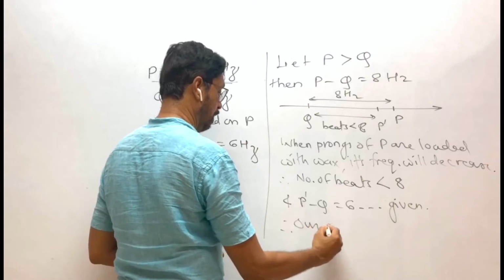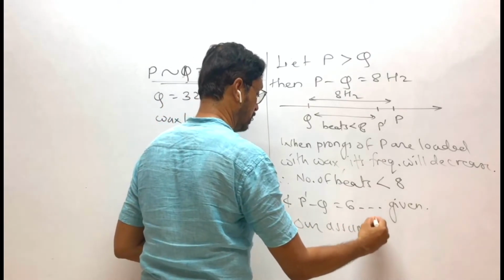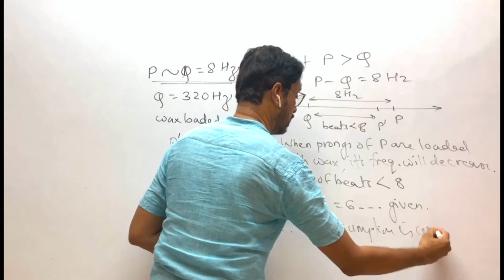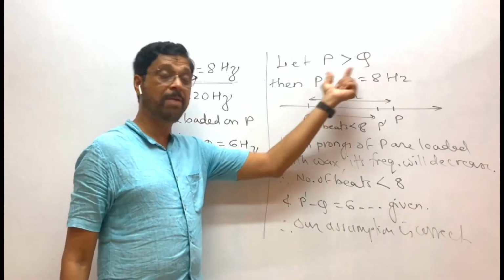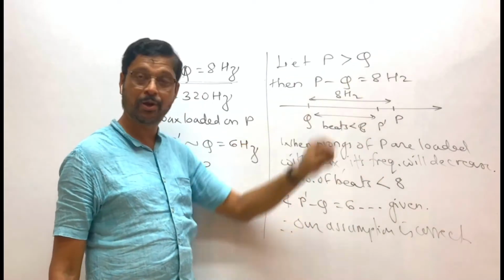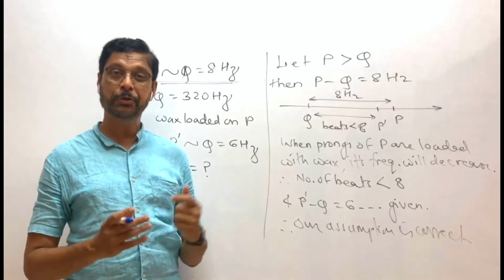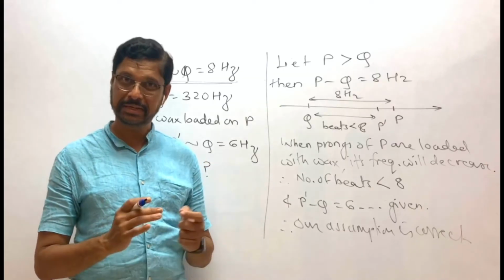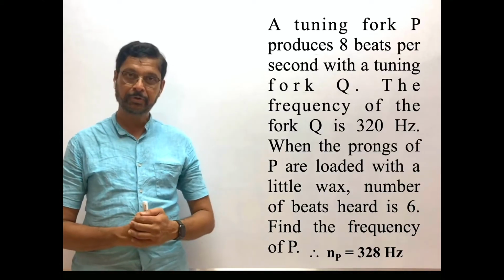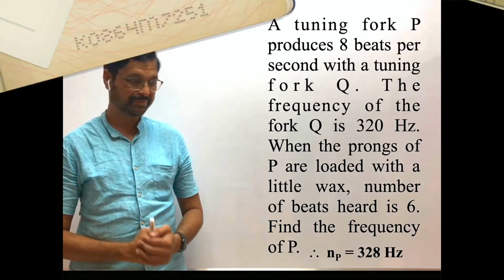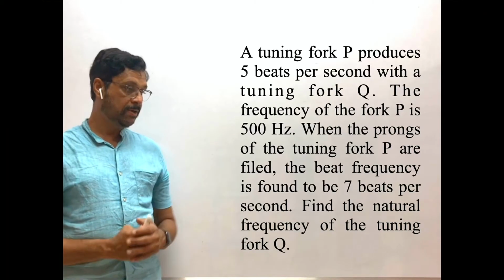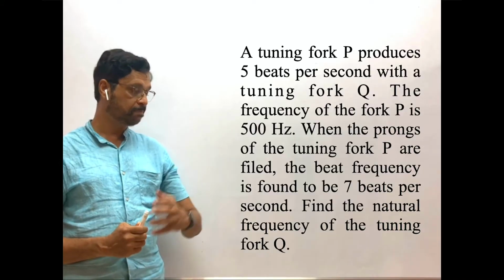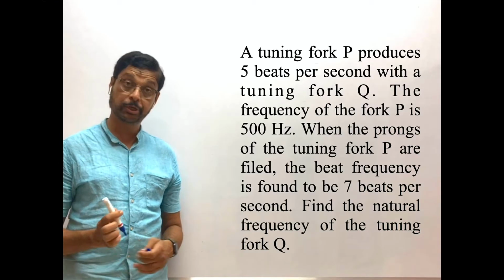Therefore, our assumption is correct. Our assumption is correct. Therefore, P minus Q is equal to 8. Then you'll put the value of Q there. That will give you 328 hertz. Get it? So your answer is 328 hertz.